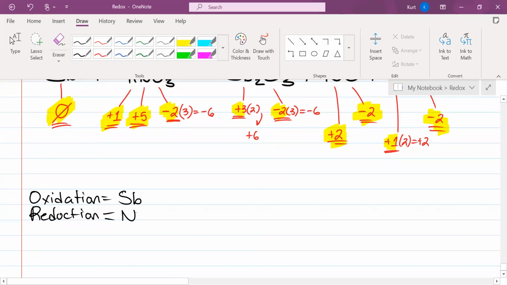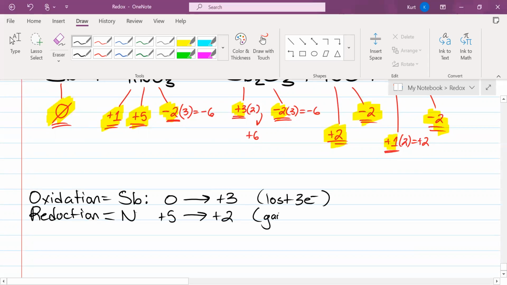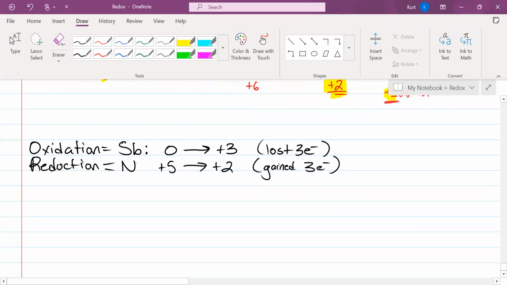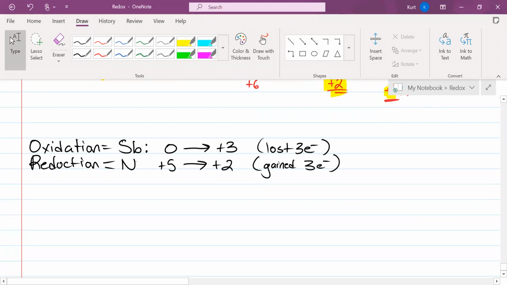So it looks like antimony went from 0 to +3, so it lost 3 electrons. And nitrogen went from +5 to +2, so it gained 3 electrons. I think you guys are going to luck out with this one. It's already going to be balanced, so you just need to write the half reaction now. Whenever electrons are lost, those are going to be represented as products.